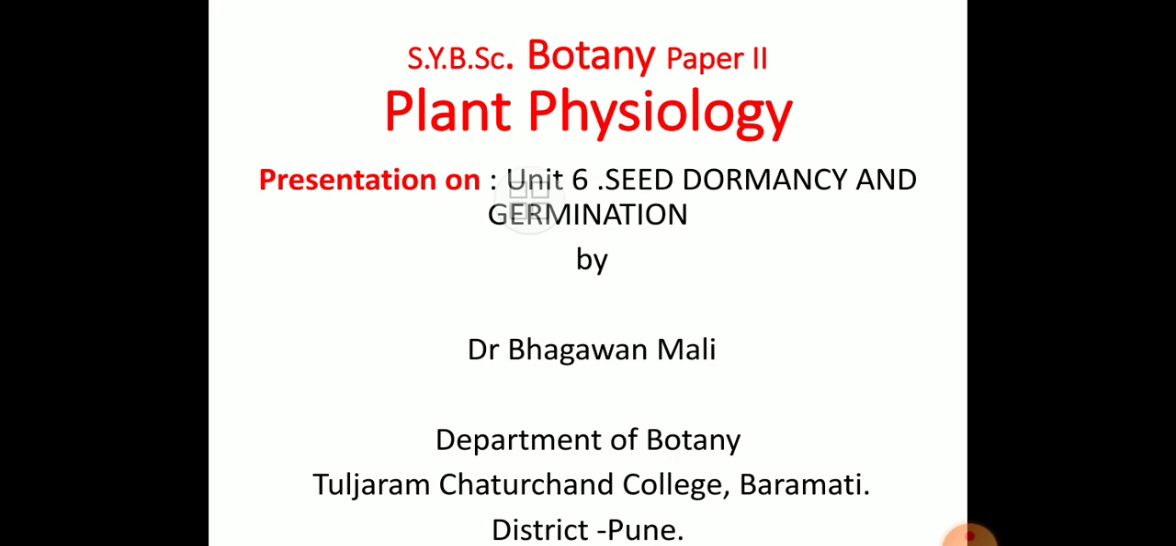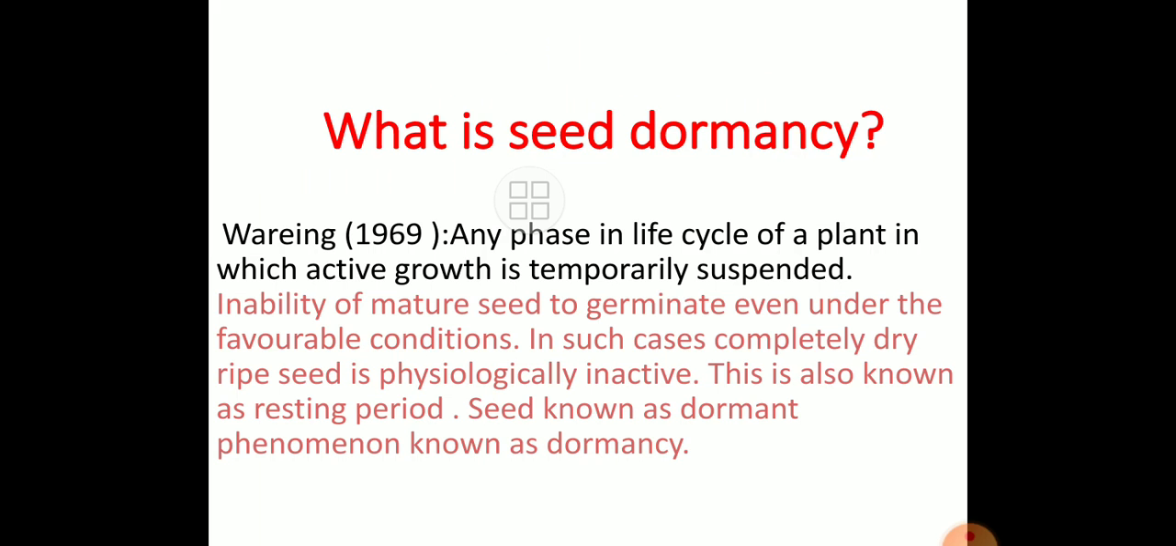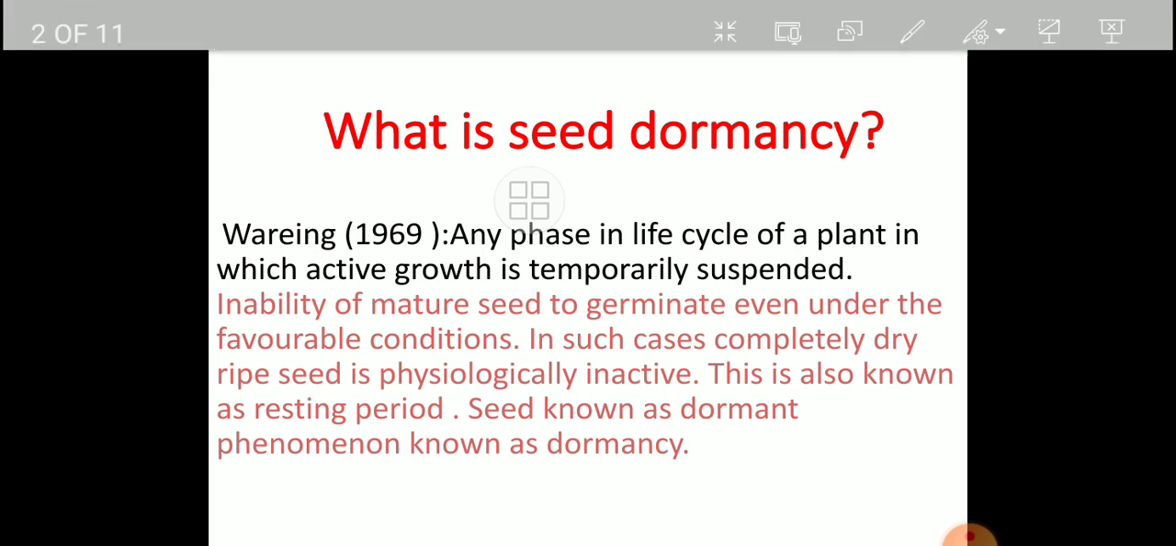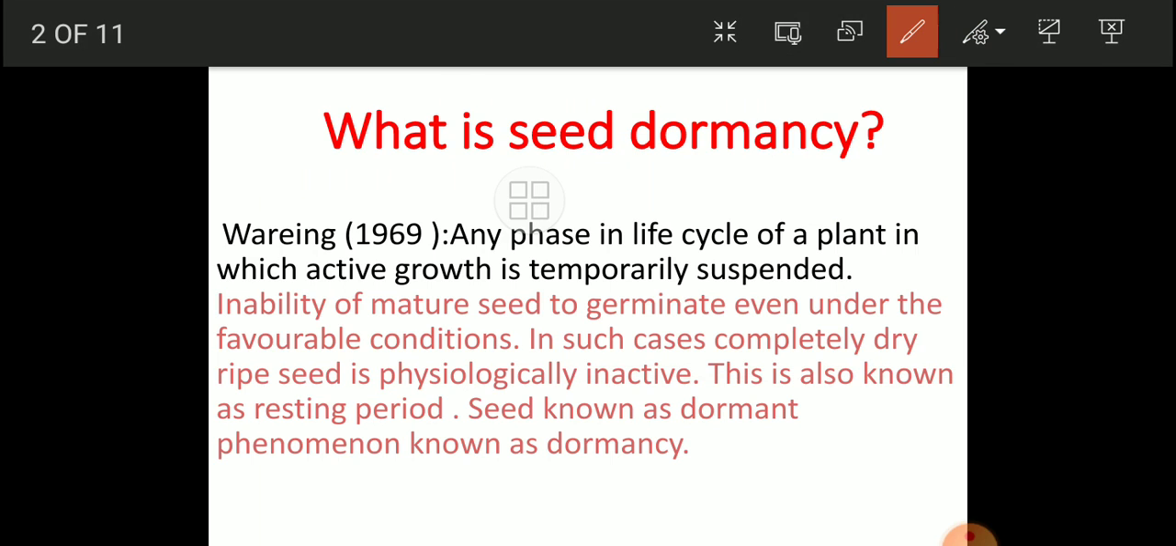So today we have to learn a very interesting unit, the 6th unit from your Plant Physiology paper two of SYBSc, that is seed dormancy and germination. Here we have to learn about the dormancy of the seed. In short, if you want to keep in mind the definition, dormancy is nothing but a resting period. That is a short, very interesting definition which general people can understand very easily. It means the seed is right now dormant.